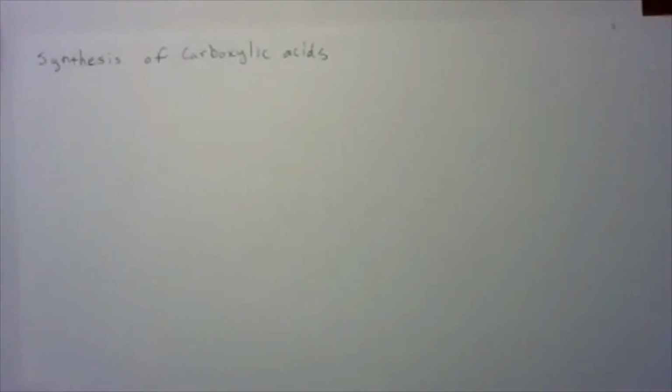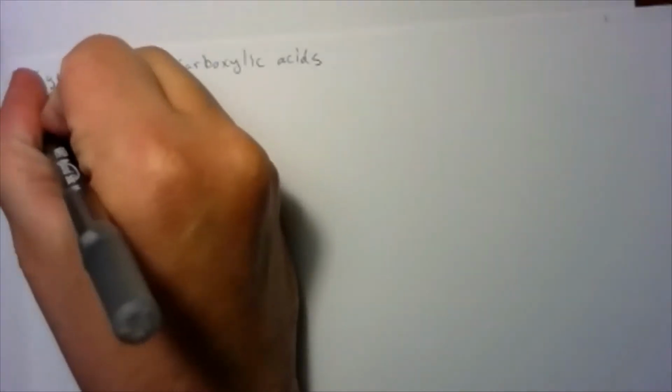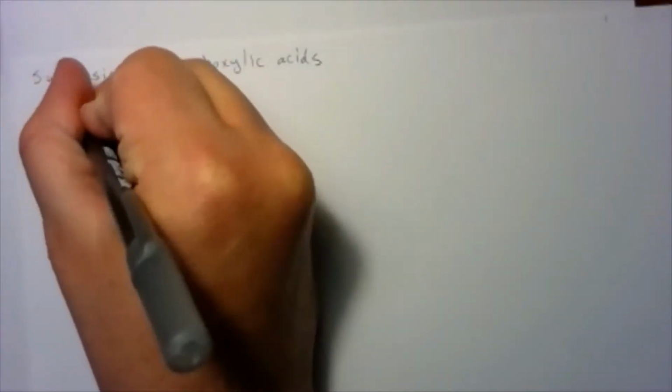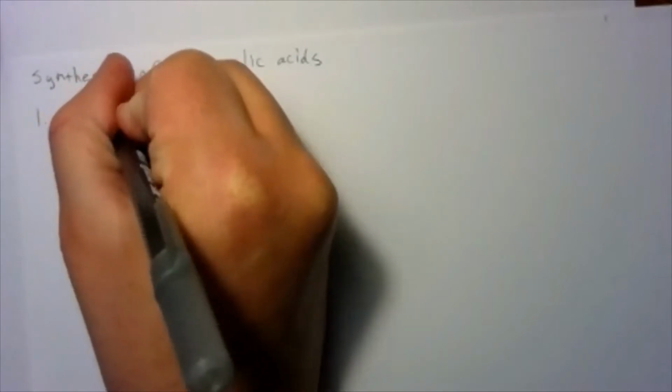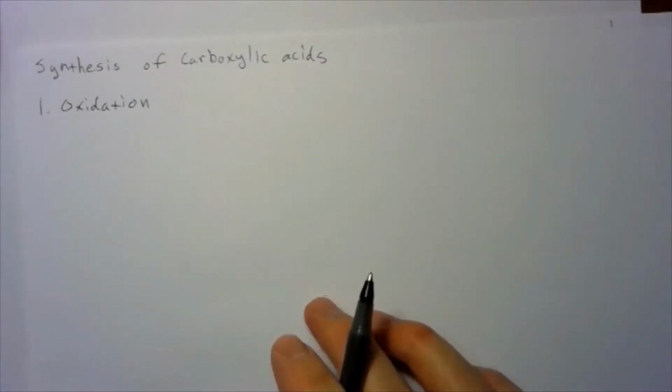Hi everyone. In this video I'd like to go over some of the ways that we can synthesize our carboxylic acids. So our first method would be oxidation. We've looked at this previously when we were looking at our alcohols and our aldehydes.